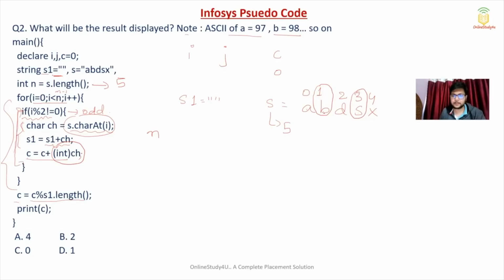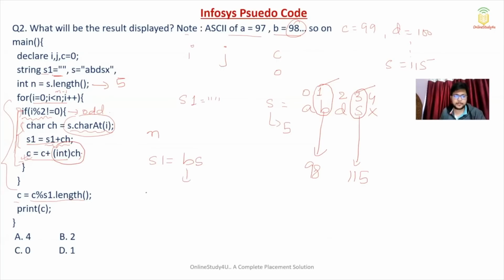So in case of B and S, what is the ASCII of B? It is 98. And what is the ASCII of S? It is 115. Because if A is 97, B is 98, C will be 99, D will be 100, and so on, if we compute like this, S comes to 115. So at every odd position, we concatenate it with string S1. In S1, we will add first B, and after that S, so BS.